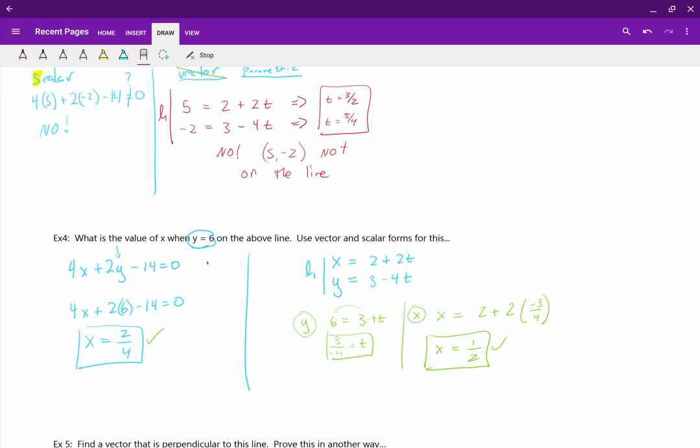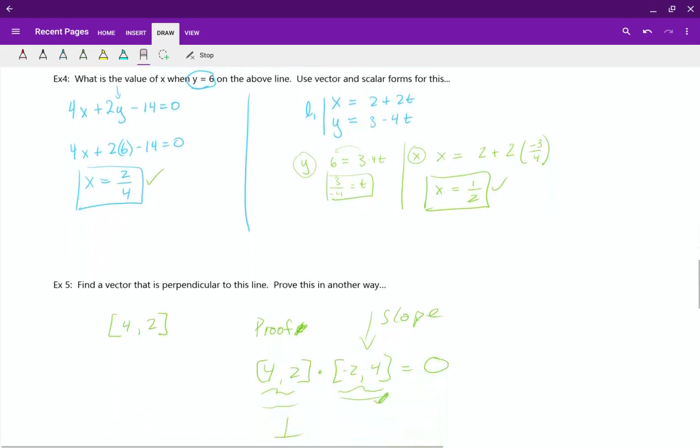And sure enough, when y equals 6 here, then t equals 3 over 4. So 3 over 4 goes there, and then that gives you the x component. So basically, if I want to find what x is when y equals 6, I just take that number there, and I work my way around like that. All right. And it turns out I got the same answer in both cases, 2 over 4 and 1 over 2. They're both equal to a half.